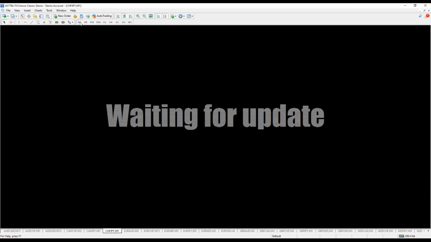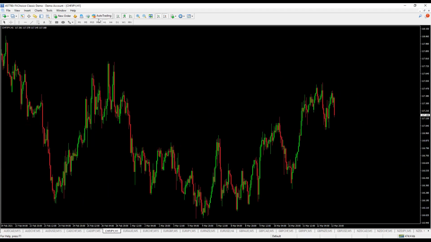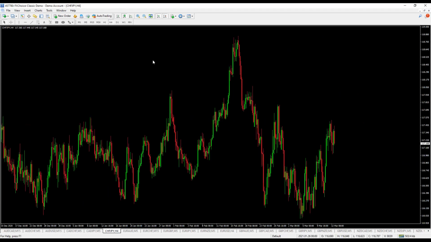If I were to change it to the 1 minute, it means that every single candle here represents 1 single minute of time that has passed. If I change it to the H1, that's 1 hour. The H4, that's 4 hours.